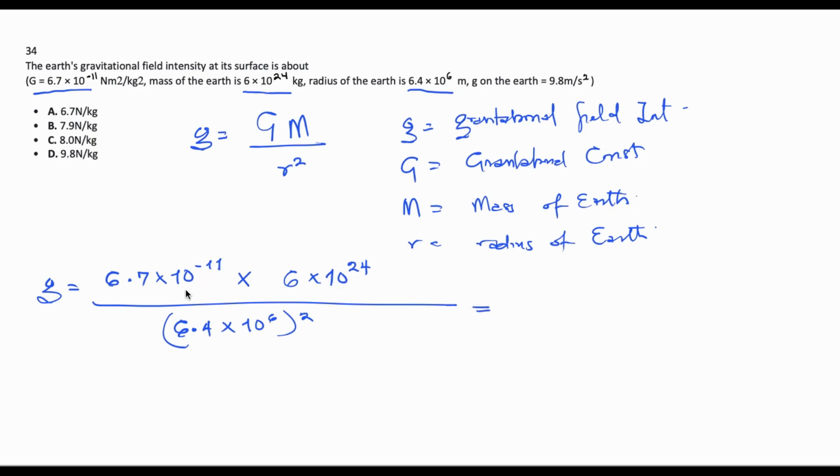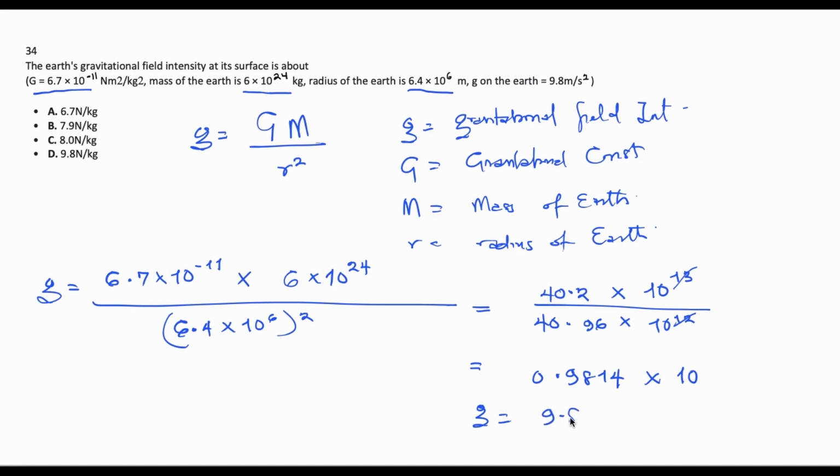So if we solve this, we would have 6.7 times 6 is equal to 40.2, times 10 raised to the power 13, over 40.96 times 10 raised to the power 12. So 40.2 divided by 40.96 will be equal to 0.9814, and 10 raised to the power 13 over 12 cancels out to leave us with 10. And finally, we have that g is equal to 9.814 Newton per kilogram. So our answer here is D.